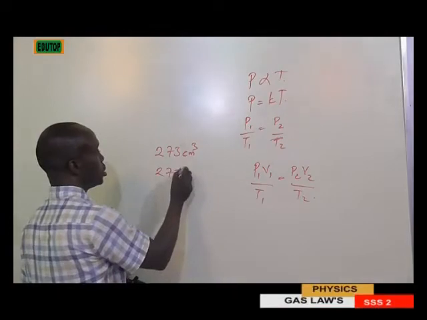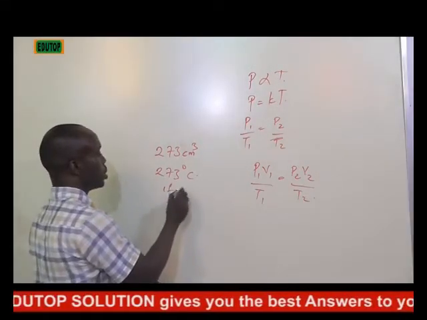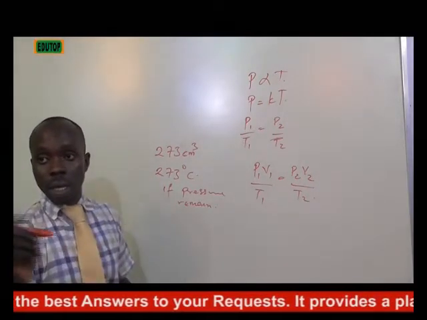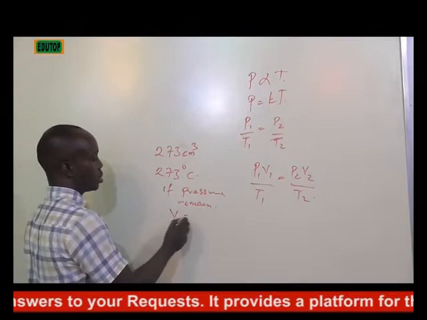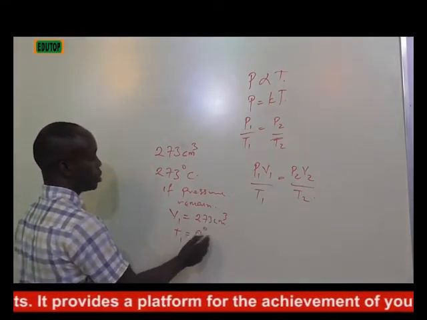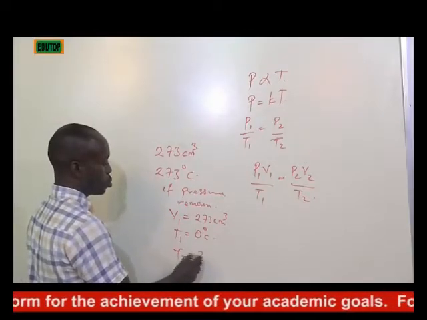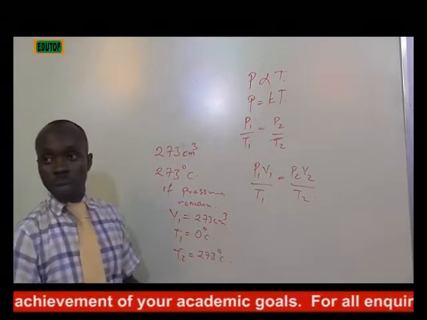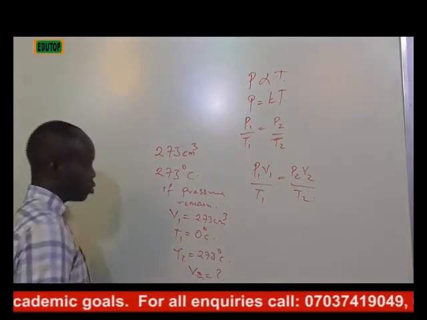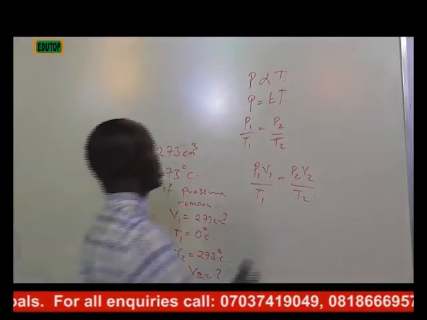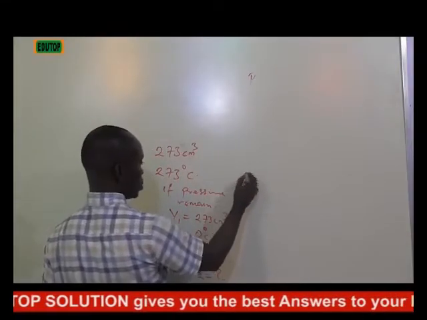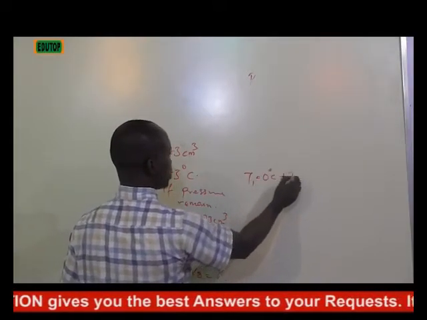Okay, 273 degrees Celsius. If pressure remains constant, what do you do? You just say, okay, your V1 is what? 273. Your T1 is what? 0 degrees Celsius. Your T2 is 273 degrees Celsius. So we are looking for our V2. Mind you, if you want to solve any of this equation, you must learn to convert your degrees Celsius to what? Kelvin.